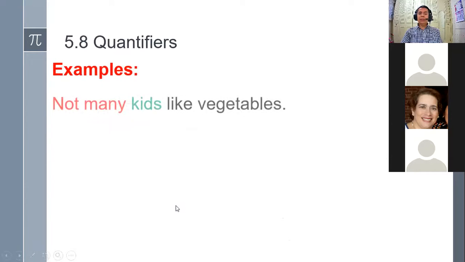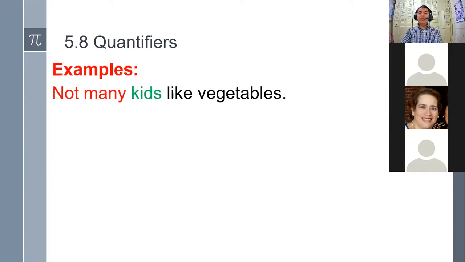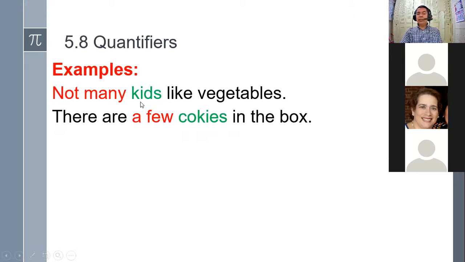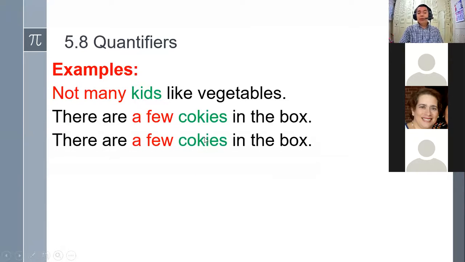The last examples, right? Not many kids. Many is used only with countable, right? Kids, niños. In Spanish, kid is cabritos. In Estados Unidos, a los niños les dicen cabritos, kids, right? Okay, so kids are countable. There are a few cookies, galletitas. Few, countable. There are a few cookies in the box, right?